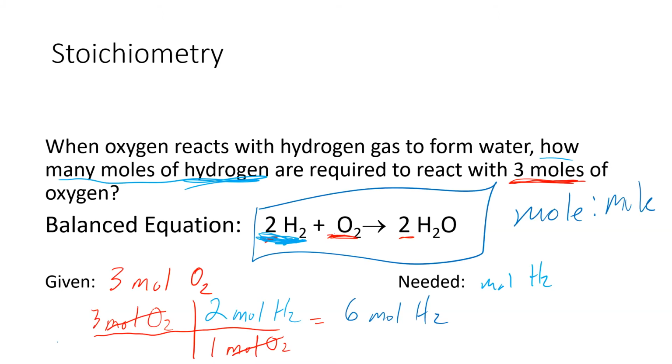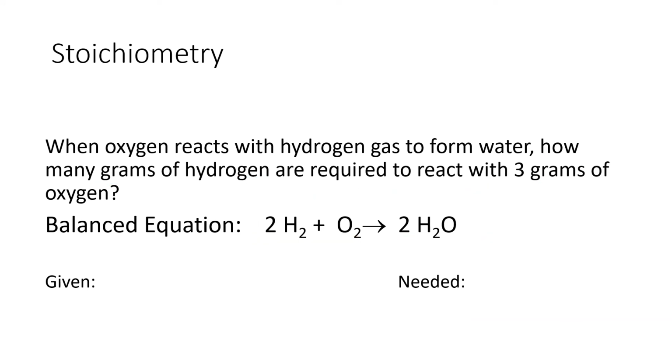So notice what I did differently here. Only word that changed is now we're doing grams. So we're starting with 3 grams of oxygen instead of 3 moles. And we still are looking for how many, this time grams of hydrogen instead of moles. So we need grams of this, and we're starting with grams of oxygen. So we're given 3 grams of oxygen, and we need, in this case, grams of hydrogen. So it's similar to what we just did, although it's going to be a little more in depth.